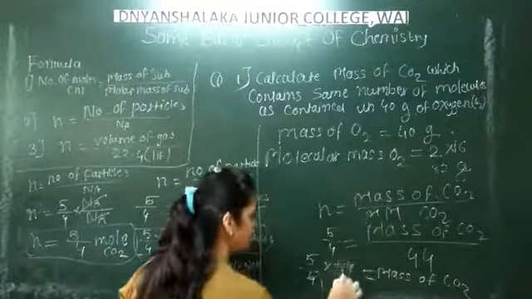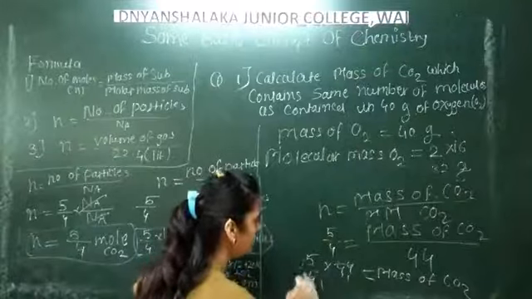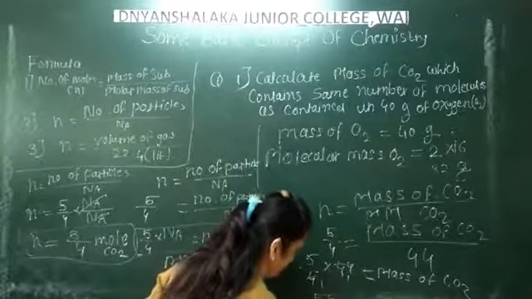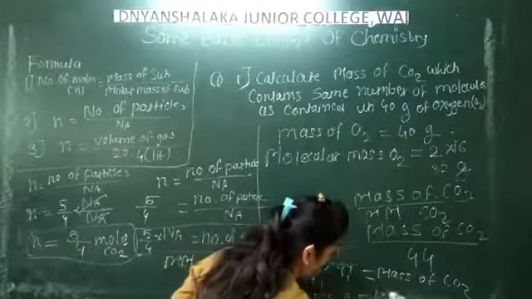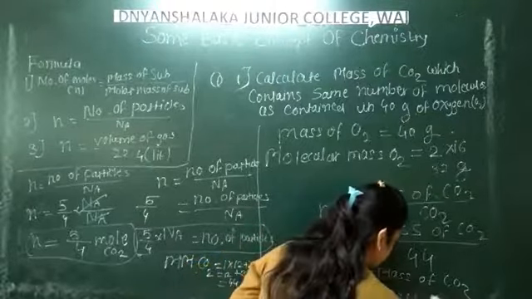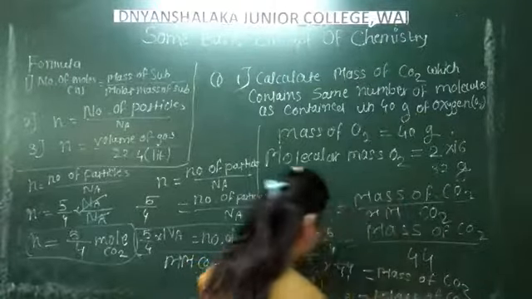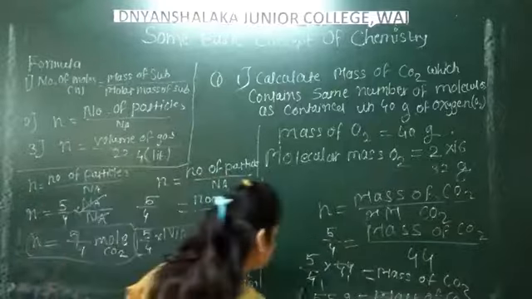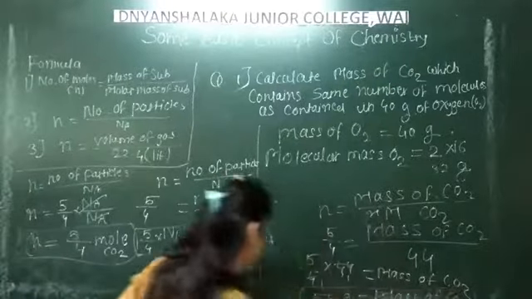So 4 ones are 4, 4 ones are 4, 4 ones are 4. So 11 fives are 55 gram. We get 55 gram of mass of CO2. This is our final answer.